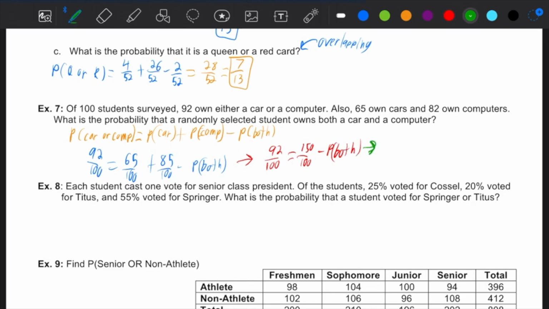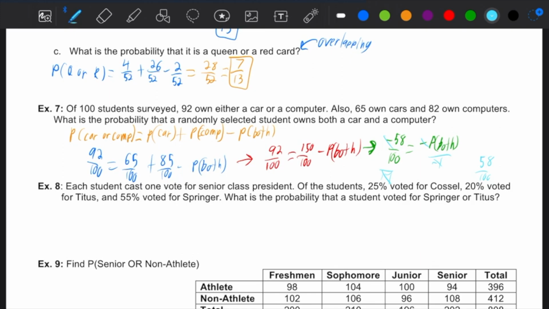Continuing, we can subtract 150 from each side and get negative 58 over 100 is equal to the negative probability of both. So really then we just need to divide both sides by -1, or multiply both sides by -1, which just makes them both positive. And so the probability they own both a car and a computer is 58 over 100, which is 58%.